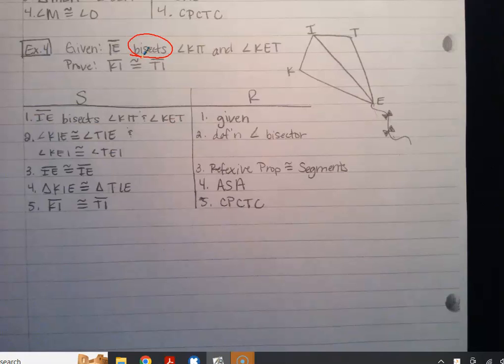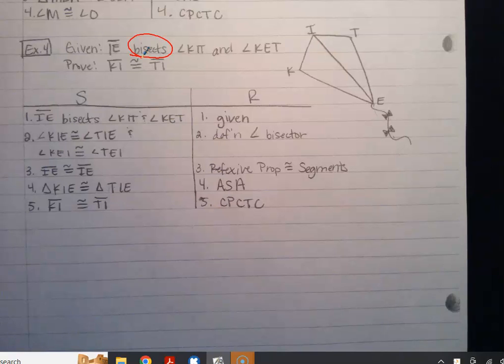It's when a line's cutting into one angle to make it two angles. Okay, it's when a line cuts into an angle to make it into two angles. Is that the best we got? A ray that is in the interior of the angle that forms congruent adjacent angles. Oh, that's the key. It forms congruent adjacent angles.